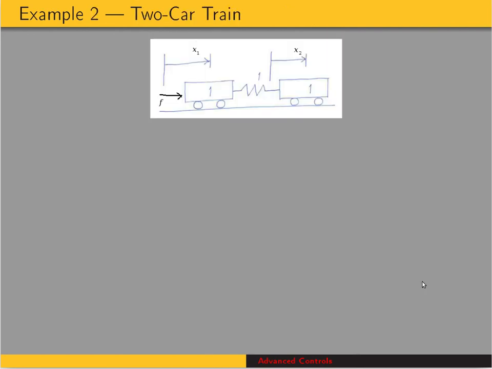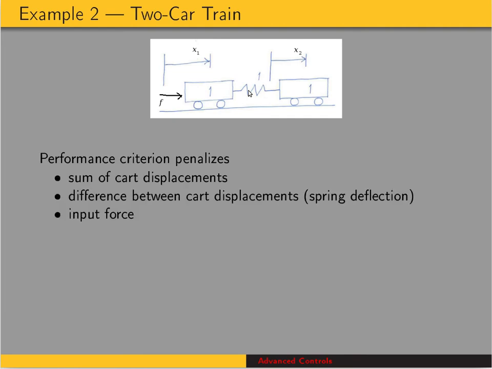The second example is a 2-cart train. We've got these 2 carts, and they're connected by a spring, and they have positions x1 and x2. So when x1 is 0, this cart is here. When x2 is 0, this cart is here. And when x1 equals x2, that means the spring is at its normal unstretched length.